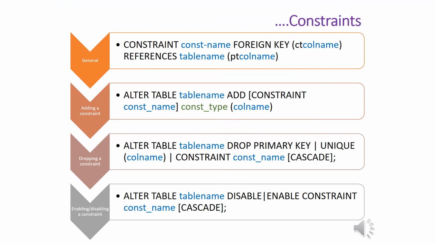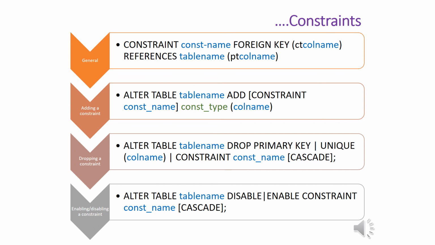In general, we can define the constraints with constraint, constraint name, foreign key, child table column name, references, table name, that is the parent table, within parenthesis the parent table column name can be given. To add a new constraint to the existing table, we can use alter table, table name, add constraint name is optional one, constraint type should be specified, within parenthesis column name can be given.